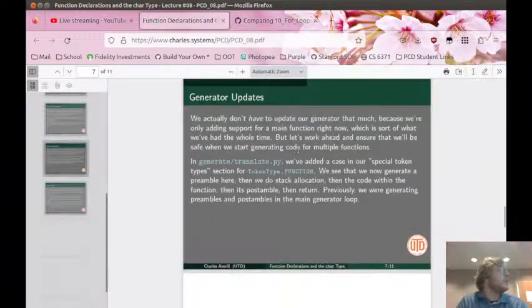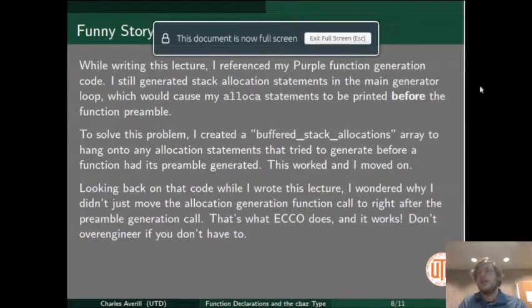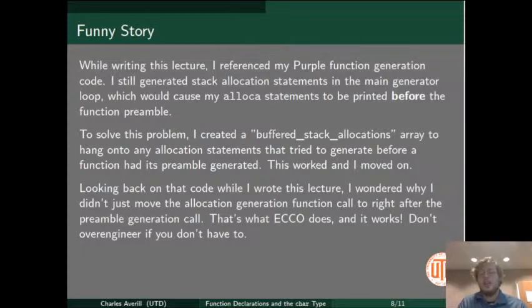So, funny story when I was working on this. When I was writing this lecture, I was referencing the purple code that does the same thing. And in the purple code, when I added in function declarations, I realized that I was doing my stack allocation before calling AST to LLVM, which if you think about it, would print out all those allocate statements right before the actual function header. And so the genius that I am, I decided to do it the smart way, and I would write this complicated buffer of allocation statements that were trying to be printed before the header, and then once the header was printed, I would look in the buffer and print out all the extra allocation statements. It added a bunch of global data that I realized I didn't need when I was writing this lecture, because you can just move the stack allocation after the preamble of the function.